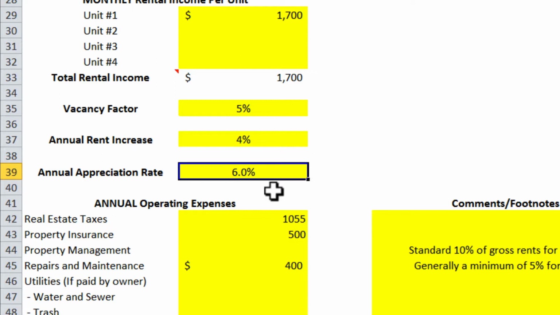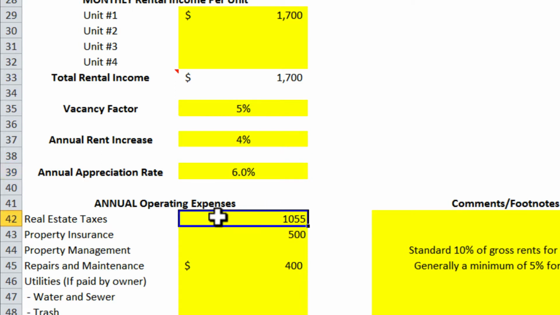Okay, now let's talk about annual operating expenses. The first thing we're going to have are real estate taxes. Every property is going to have taxes, and you can pull this right off the MLS sheet or off the county assessor's website. Property insurance, $500 is probably a little high. I think they would probably want to talk with their insurance agent because this is probably just an HO6 policy. You can probably get these for $200 or $300.